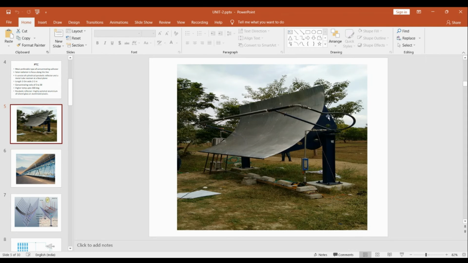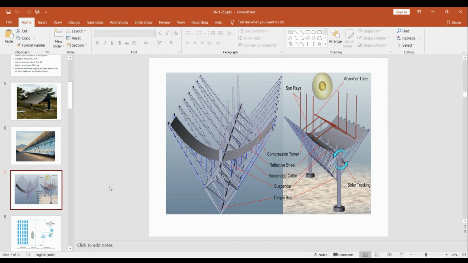These collectors are not used for electrical purposes. As I told, we are studying only thermal applications, right? So as I told already, this shows the reflecting and absorbing diagram. Sun rays fall towards the reflector, it will reflect, and the receiver will absorb the reflected radiation. It never escapes from this.